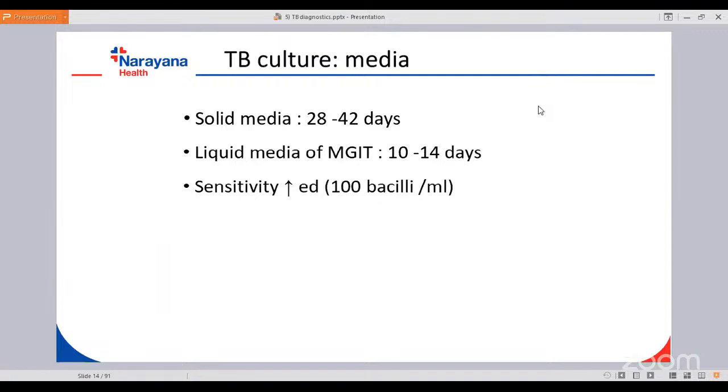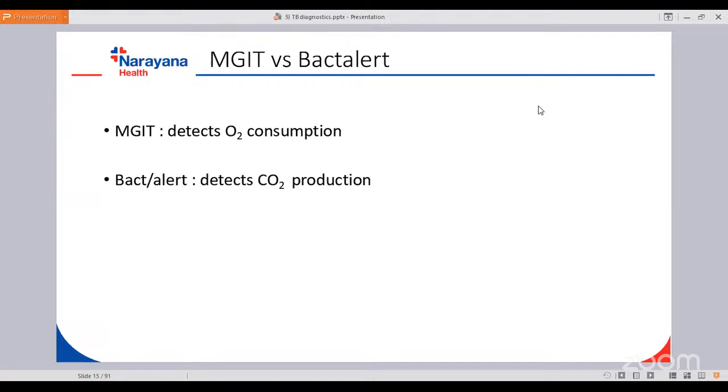Why don't we continue doing TB cultures by LJ medium? Because the sensitivity is better and it grows earlier. In the liquid medium, the organisms can grow as fast as 10 to 14 days. That's the reason for doing it.